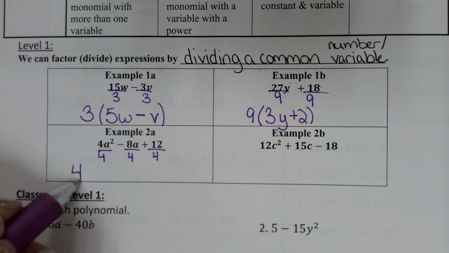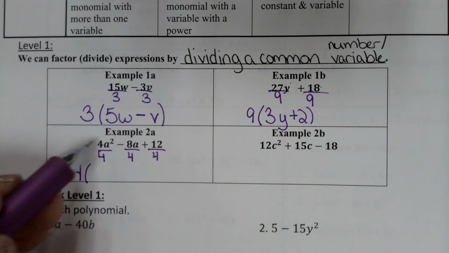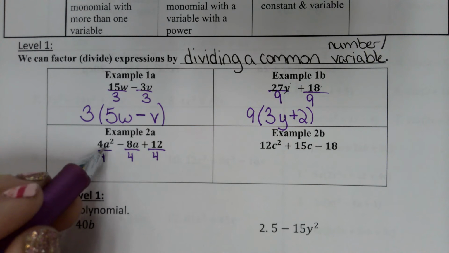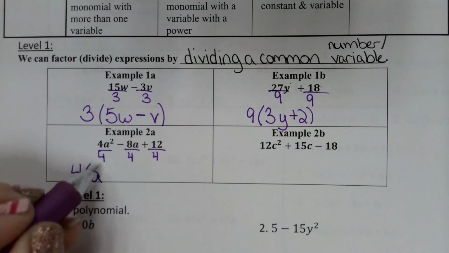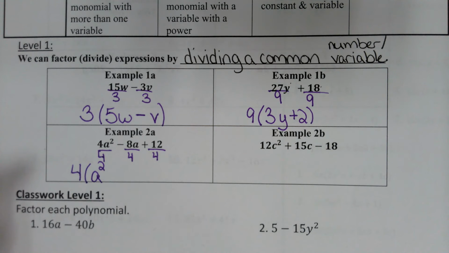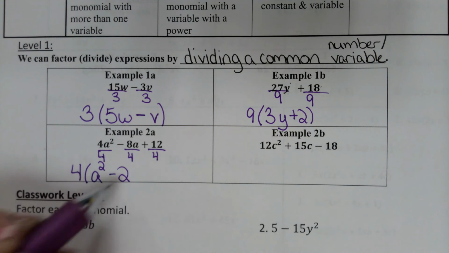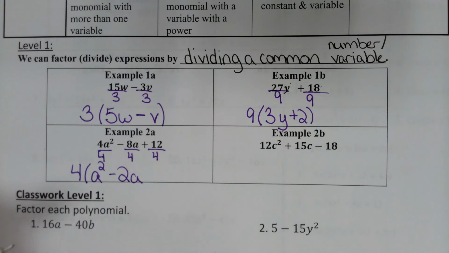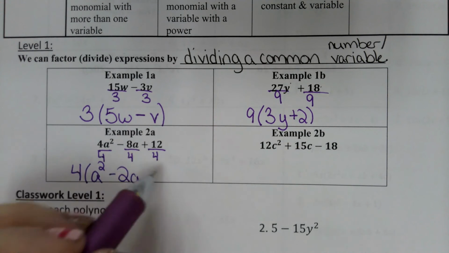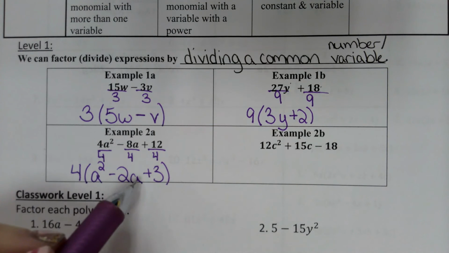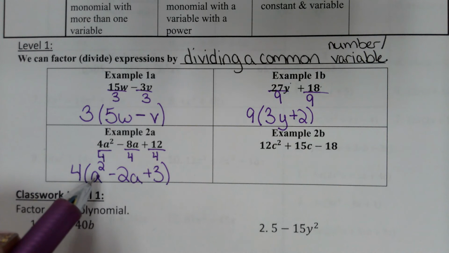So that 4 that we're taking out goes in front. 4 divided by 4 is 1. So I'm going to hold off on putting that 1 until I see what's left over. And there's an a squared left over. So I don't need the 1. Negative 8 divided by 4 is negative 2. And there's my a. 12 divided by 4 is 3. And again, there's nothing that comes out of all 3 of these numbers. So I know that I took the largest factor.